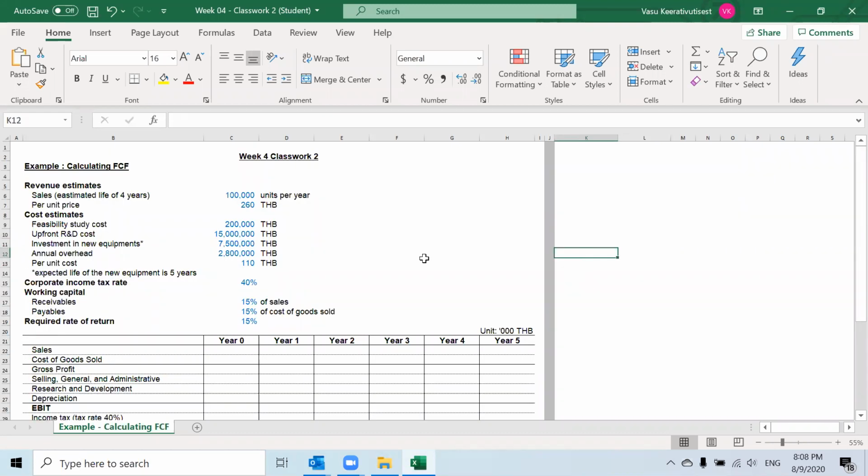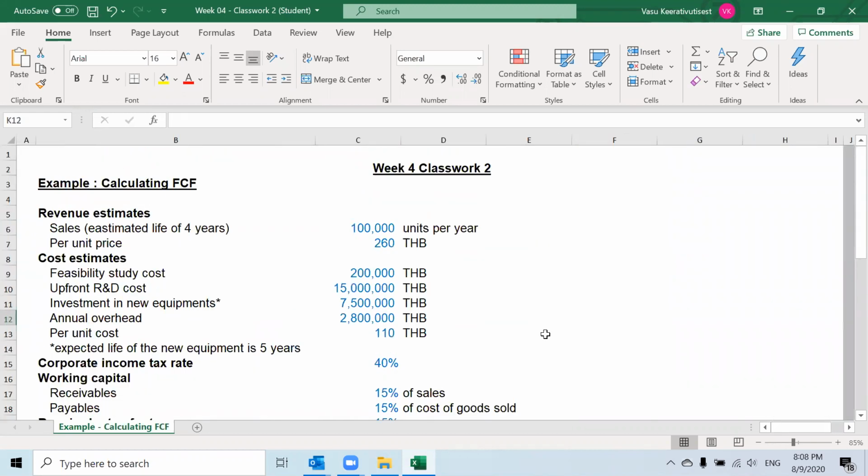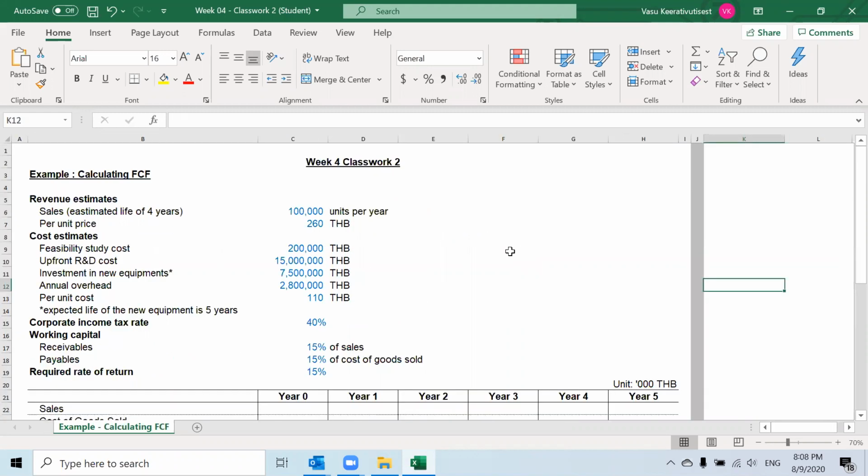Okay, welcome you all to this video, and in this video I will show you the method to calculate free cash flow and also bring those calculations for NPV, IRR, and financial returns calculation.